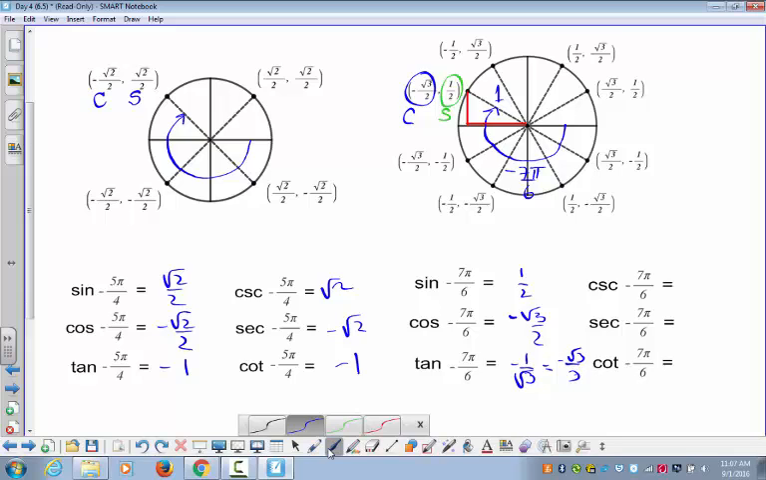And then we flip them over to get these guys. So this is 2 over root 3, and if we rationalize that, we'll get negative 2 root 3 over 3. Flip this one over, and we get negative root 3. So those will be the trig function values for negative 7π/6.